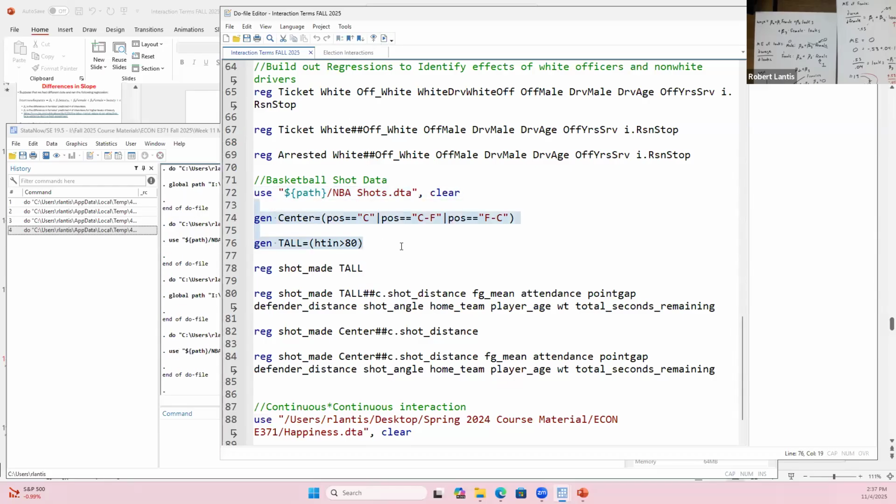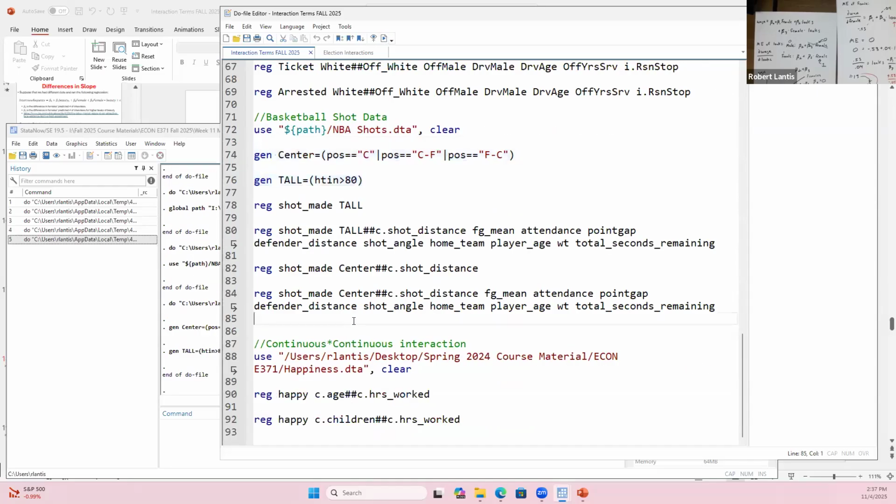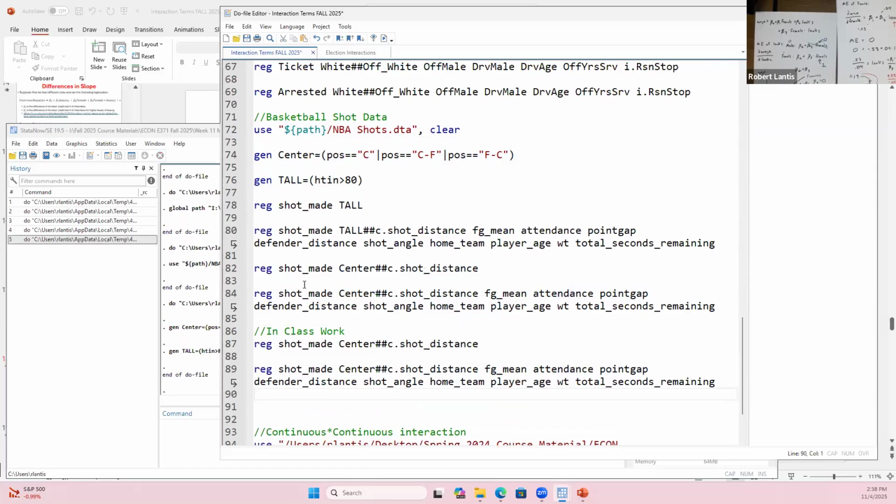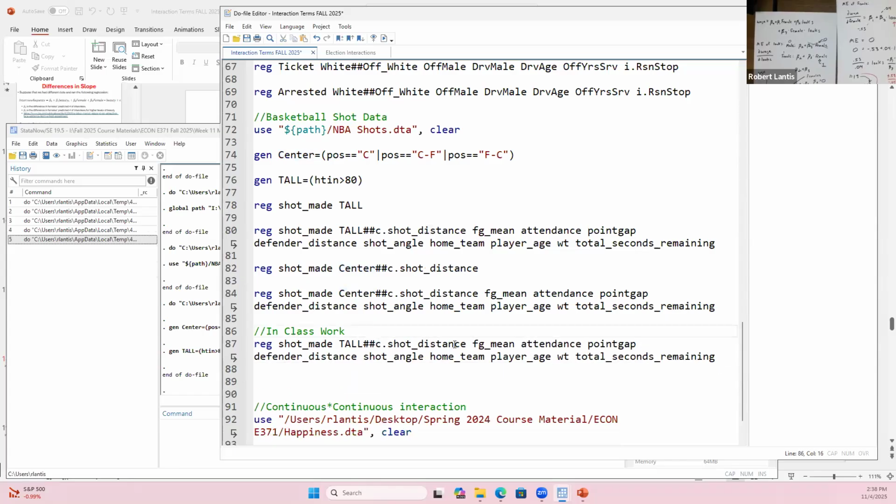I'm going to create these center and tall variables. I'm then going to go down here. I've got some old code here. I'm going to show you how I would do this. I'm going to copy and paste that real quick. And we're going to use this interaction of tall with shot distance, right? And I then throw in a bunch of additional controls. So that's probably the one that we want to focus on. We can get rid of this because we know that this is a better regression because we have a bunch of omitted variables that we've included, okay?